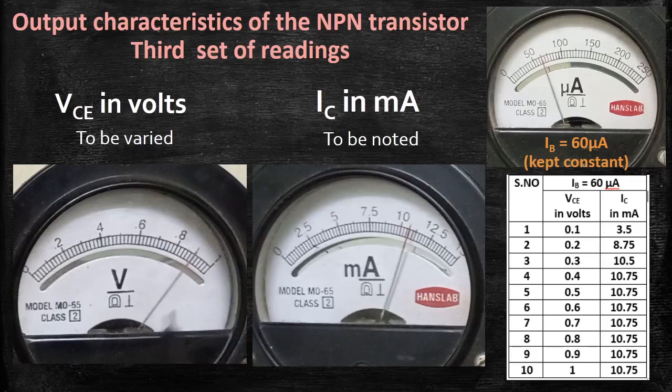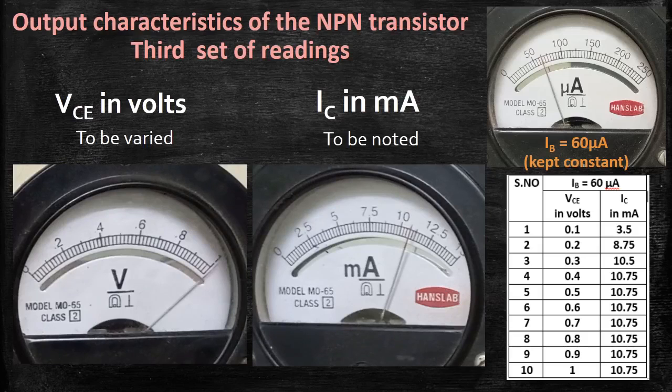VCE value is 0.9. Look at the value in IC, no change. Again it shows 10.75. Now I am going to take the final reading. Now the value of VCE is 1 volt. Look at that. The value of IC is 10.75. So no change in the IC value. Okay. Now we have completed the third set of reading, in which IB was kept at 60 microampere. That one was kept constant.